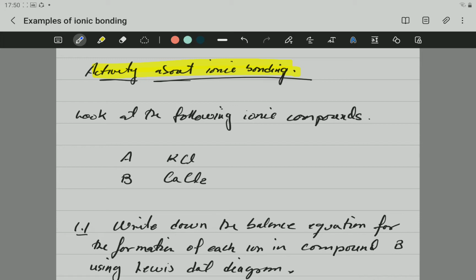We're going to make a video on a question about ionic bonding. The question says, look at the following ionic compounds. We have two ionic compounds, KCl and CaCl2.